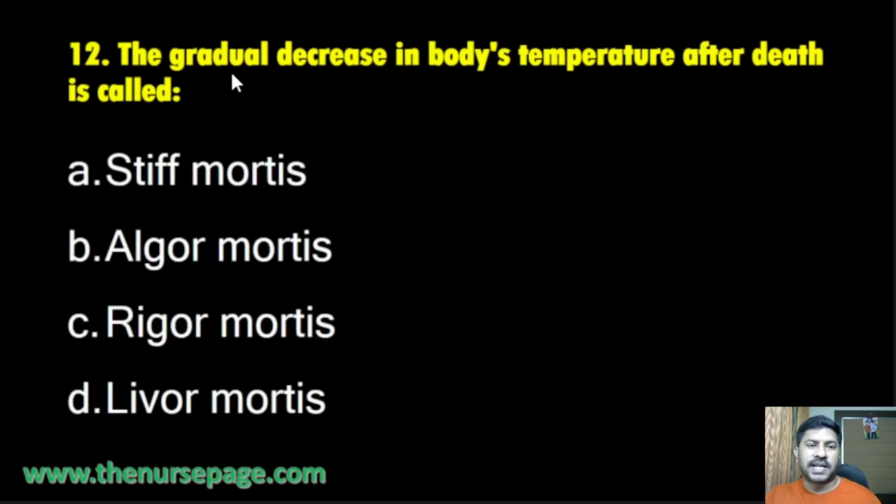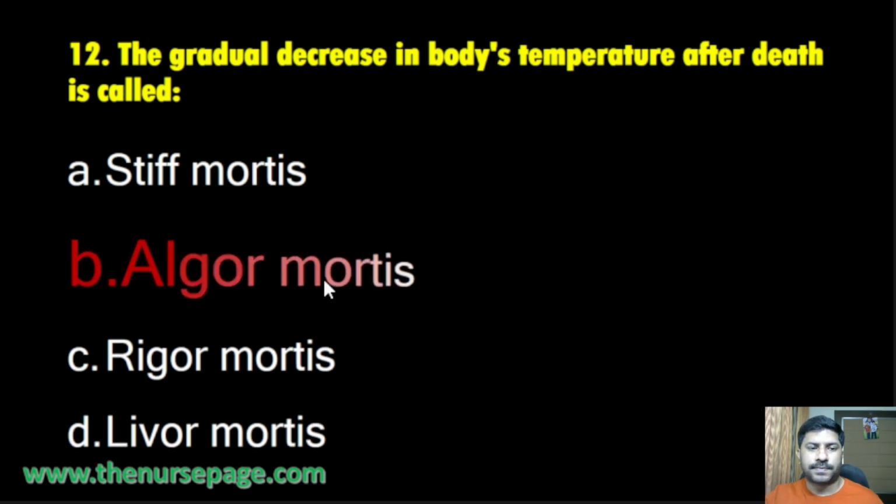Then 12th question. The gradual decrease in body's temperature after death is called: stiff mortis, algor mortis, rigor mortis, livor mortis. The correct answer is option B, algor mortis. The gradual decrease in body temperature after death is known as algor mortis.